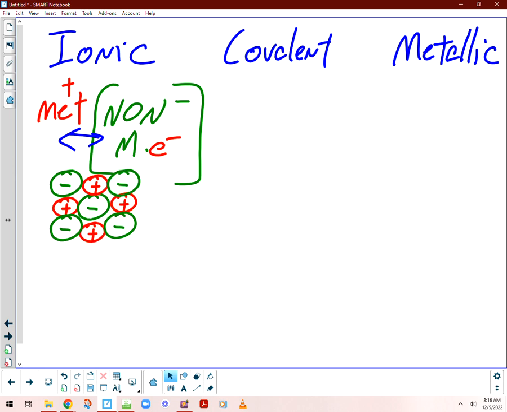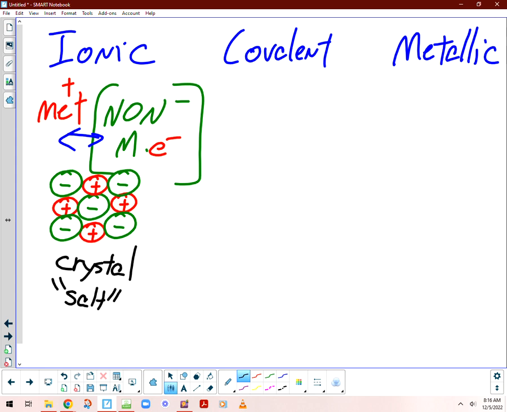In all directions, and what you're going to end up getting with an ionic compound is a crystal. Okay, sometimes also called a salt. It's just an ionic compound that's got a whole lot of positive and a whole lot of negative ions that are attracting each other.